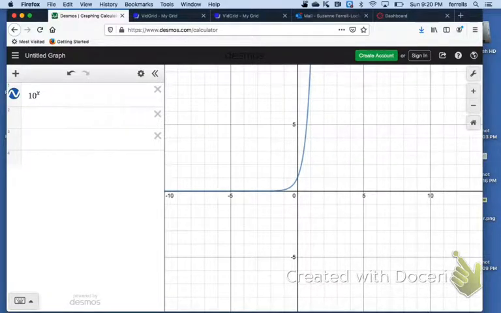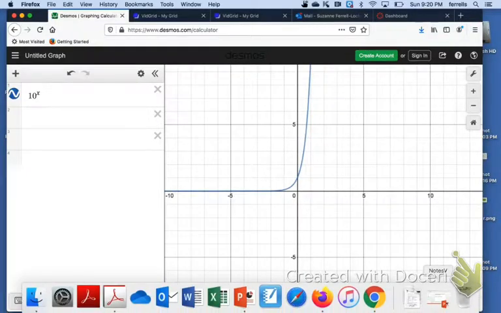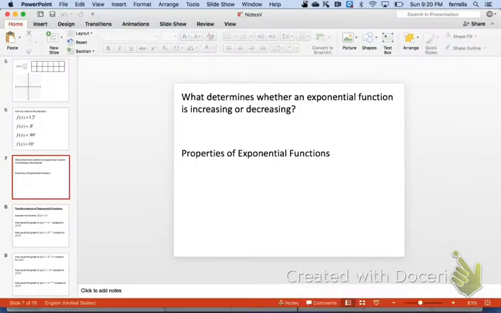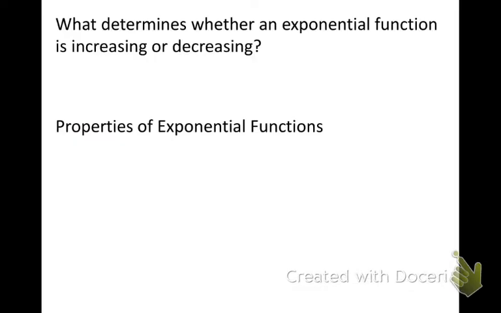Okay, let me switch back over to our PowerPoint. Like I mentioned before, if you have any questions on your own calculator with those graphs, please let me know. I'm happy to figure out a way to help you.